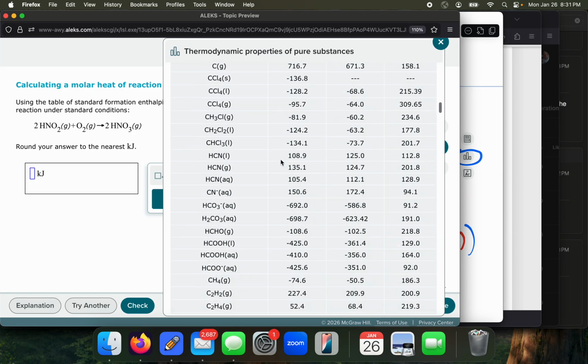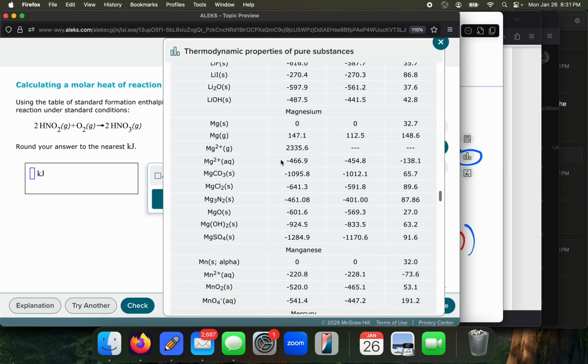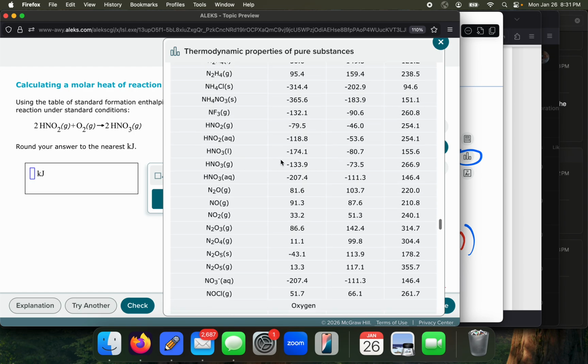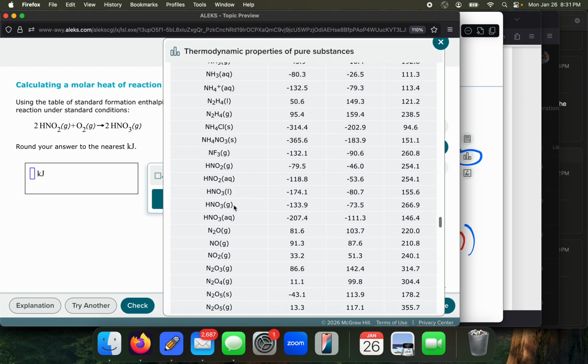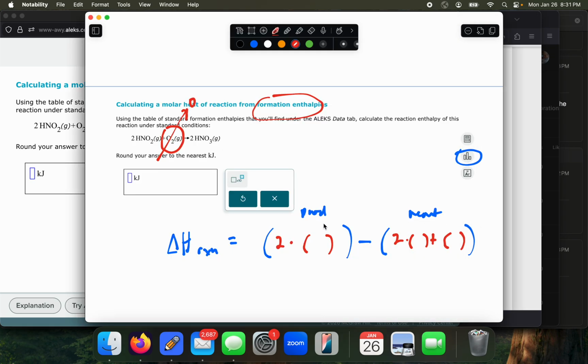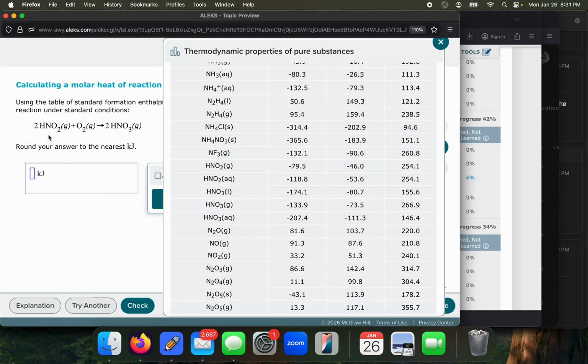I'm going to come down to nitric acid. It's probably going to be under N. Yeah, there it is. Nitric acid. And it looks like it's gaseous nitric acid. So I could do aqueous nitric acid or gaseous, and it's not the same, right? It's gaseous I'm looking for. Minus 133.9, sorry. Minus 133.9. Okay. And then it's nitrous acid, which is also gaseous.